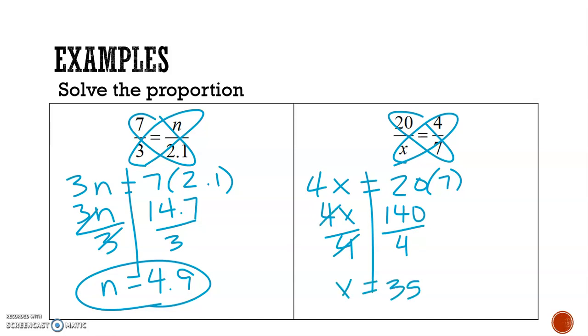Now, if you've done these problems before, or you've seen the pattern, really all we're doing is multiplying the two numbers that are diagonal from each other, which is what we did here in this step, and then we divide by the number that's with the x, which is what we did here.